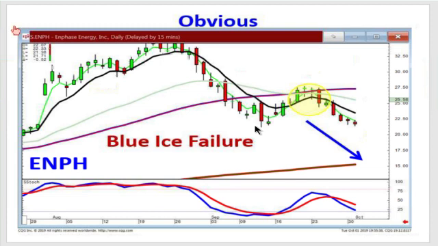So this is the blue ice failure. This might be your ice when you fell down through it. They come up, try to find the hole they fell through. They can't find it. They fail. They go to the bottom of the pond.